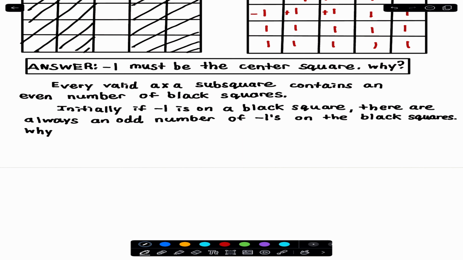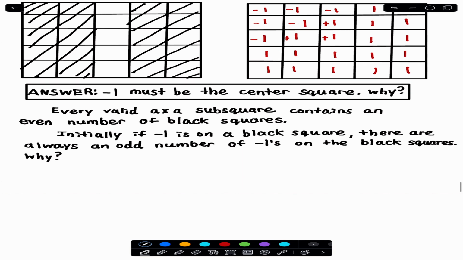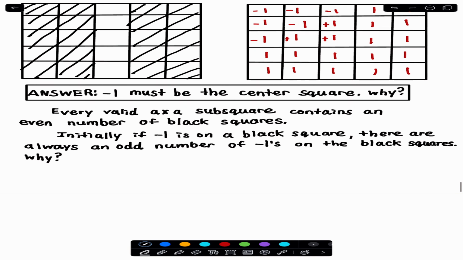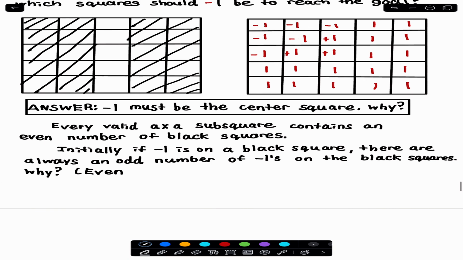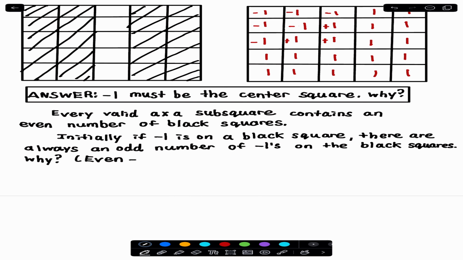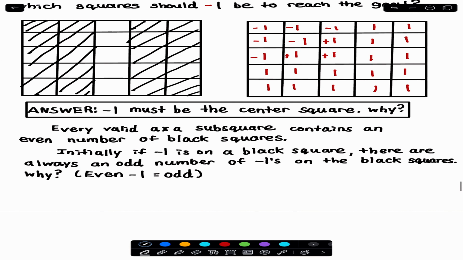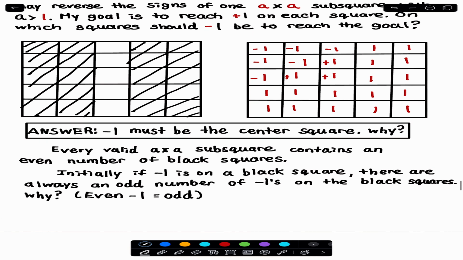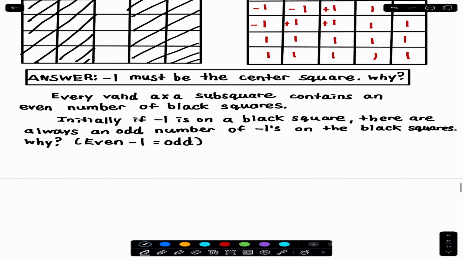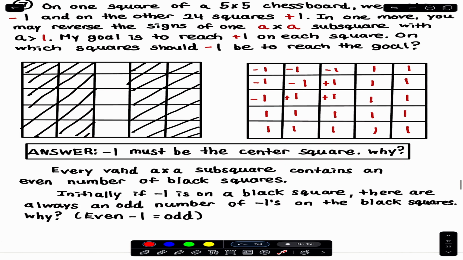And the most important question in all of these proofs is always why? Well, remember, every valid A by A subsquare contains an even number of black squares. So we have an even number of black squares, and if -1 is on a black square, when we switch the sign, it becomes a +1. So that's the only sign that gets flipped, and then the other numbers get turned into -1s. So if you don't follow along with that, let's just play around with it a bit.